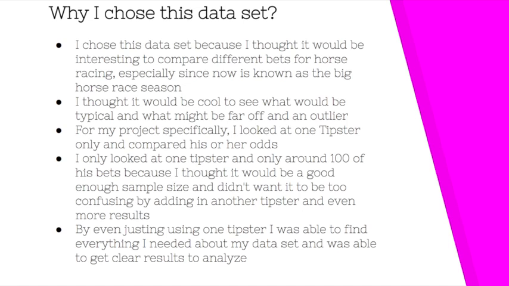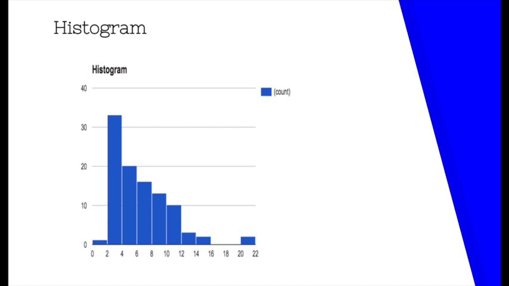I only looked at one tipster and only around 100 of his bets because I thought it would be a good enough sample size to get enough information that would help in this project. As well, I didn't want it to be too confusing by adding in another tipster and even more results. But even just using one tipster, I was able to find everything I needed for this project and about my data set. I was able to get clear results and analyze my data carefully.